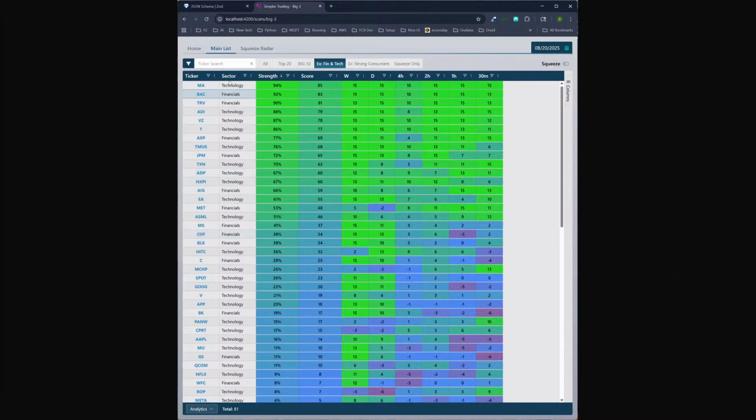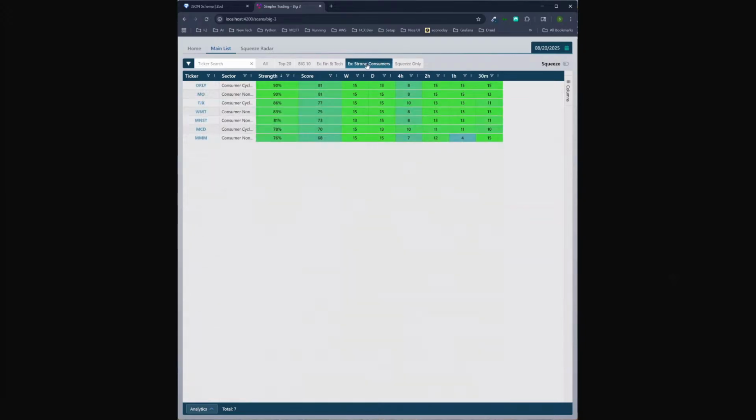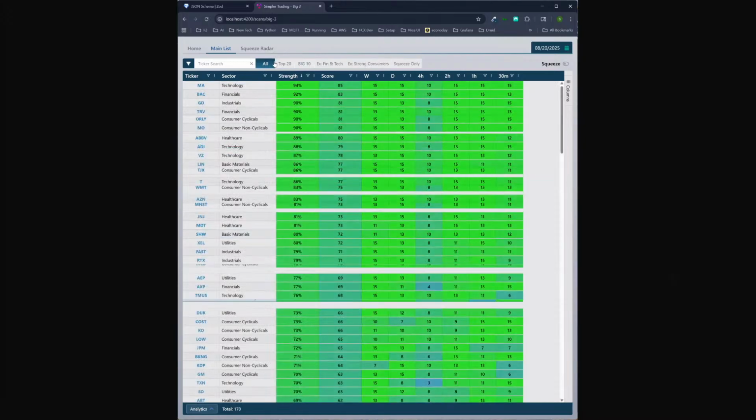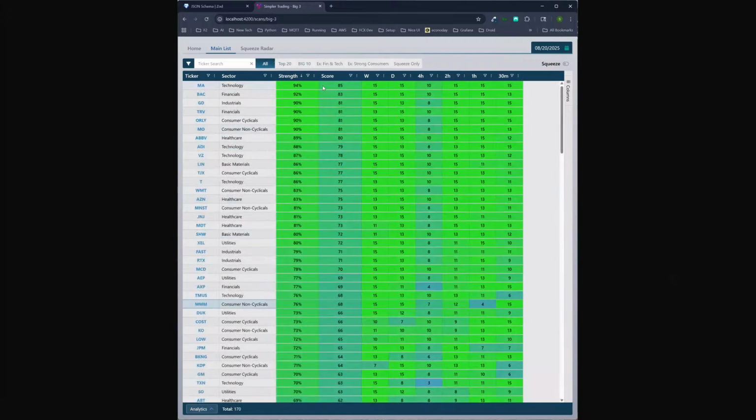We can have multiple filters. Strong consumers is the name of this filter. So this is giving me consumer cyclicals and non-cyclicals that are greater than 75% strength, right? So we're going to be able to include, with the click of a button, the information that you want very, very quickly. Now, these are the predefined filters. However, you as a user can filter on anything you want, right?